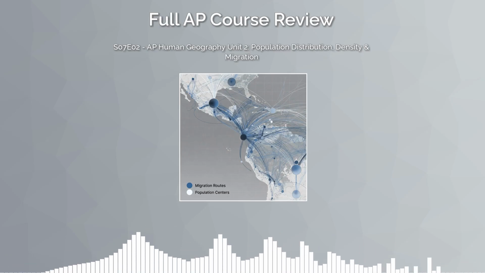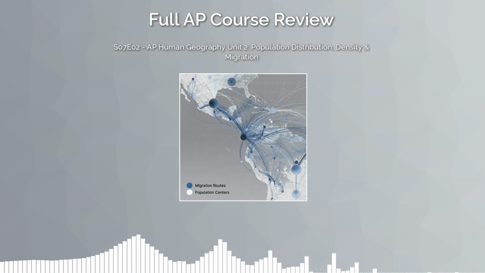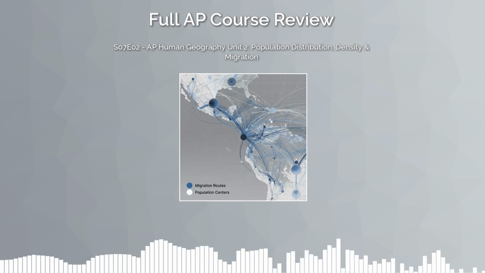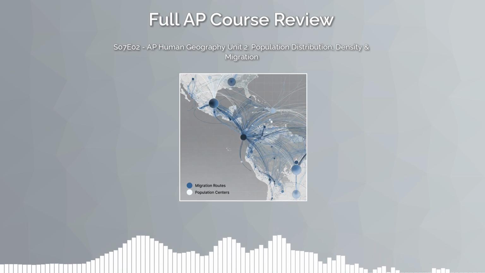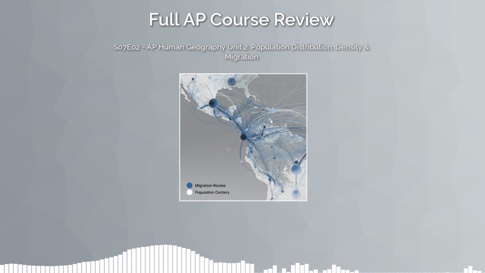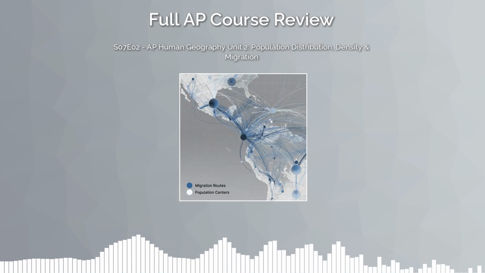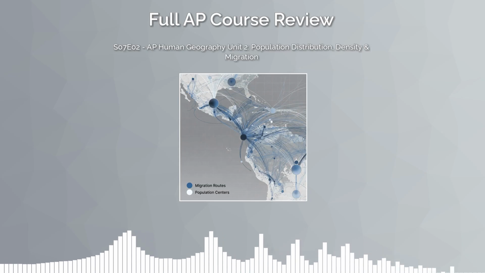Connections to the rest of the course. This section doesn't live in isolation. It's the foundation everything else in Unit 2 builds on. Understanding where people are is the prerequisite for understanding why populations change: birth rates, death rates, migration, which is coming up in sections 2.2 through 2.5.